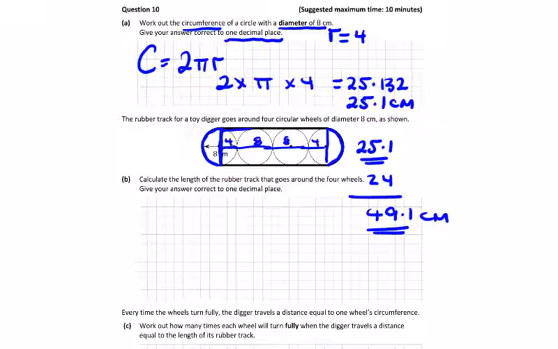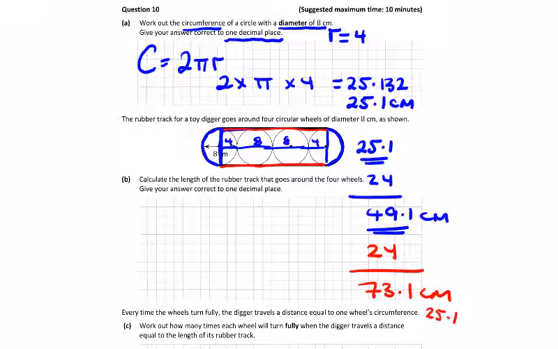So I should really have put a different color on just to make it a bit clearer. This up here is 24, but then so is this one down here, isn't it? So I have to add 48, so I'm going to add another 24 on to get 73.1 centimeters. 48 and 25.1. Part C, every time the wheel turns fully, the digger travels a distance equal to 1 wheel circumference. Well, that's 25.1.